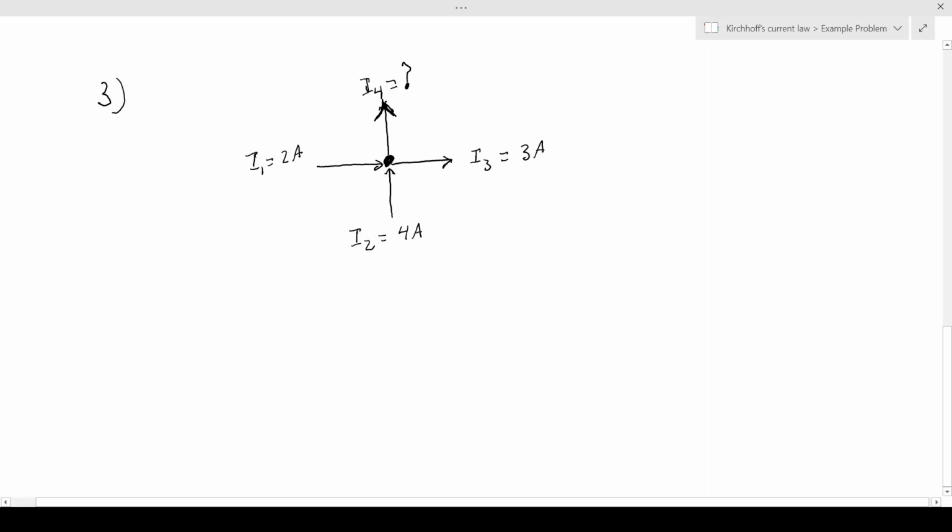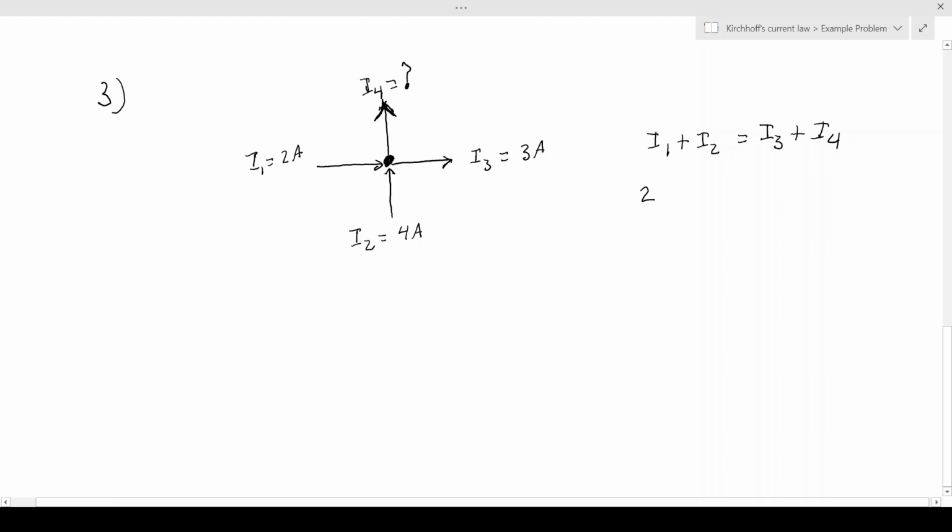Okay, so let's write our equation. I1 is entering the node. I2 is also entering the node. And the currents that are leaving the node are I3 and I4. And now we're going to plug in our values for the current.